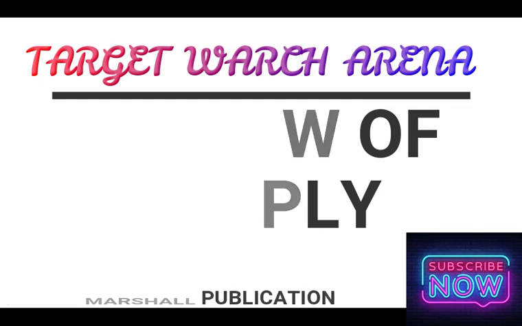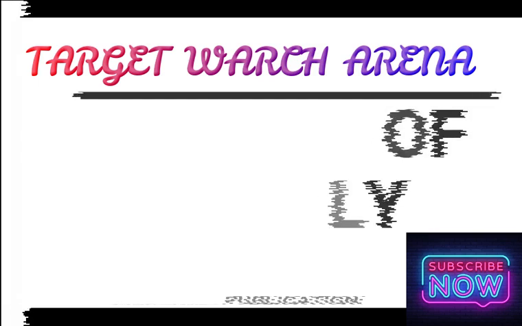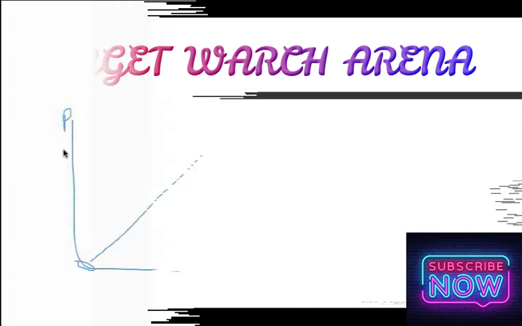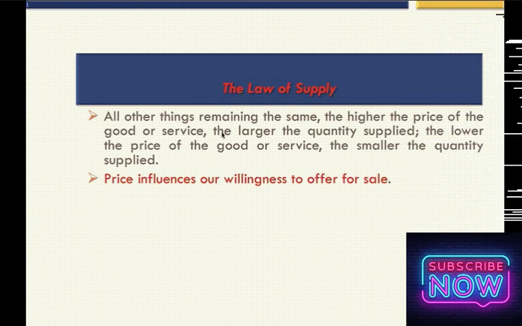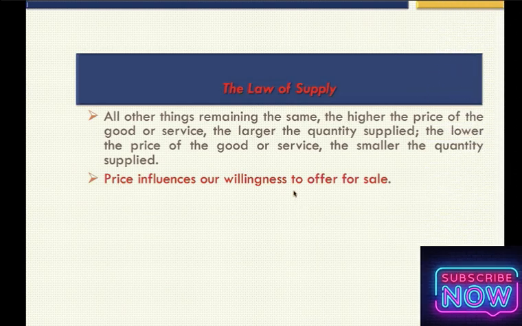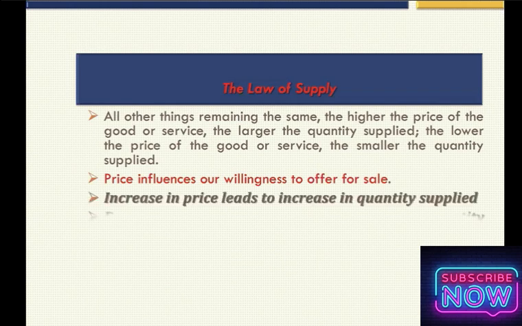Then the demand curve slopes downwards. So this is how the supply curve looks. We are saying that for the supply, price influences our willingness to offer for sale. For the supplier, whether he or she is going to supply more or less depends on how much he or she is going to get when offering the good for sale.